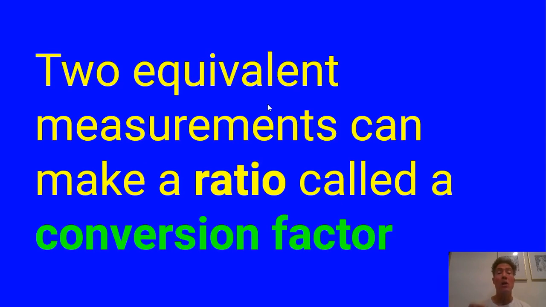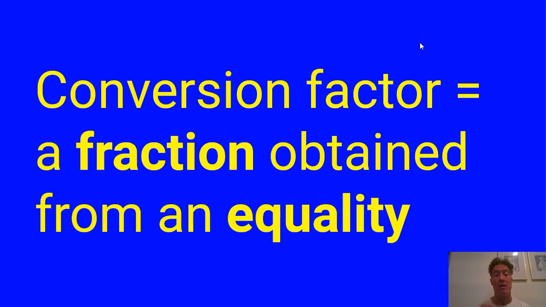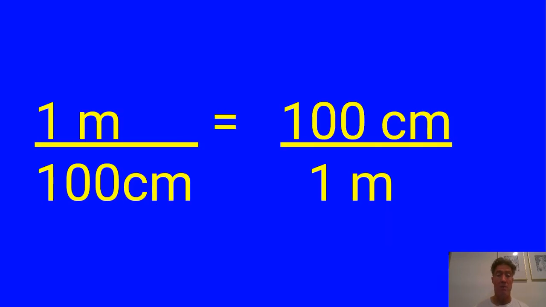So 2 equivalent measurements can make a ratio. A ratio is when we simply put one of those in the numerator, one of them in the denominator. That can make a ratio called a conversion factor. If you have 2 equal measurements, you can combine them into a fraction, a numerator over a denominator. And that's called a conversion factor. So essentially, it's the fraction made from an equality. Right? So here are some examples.